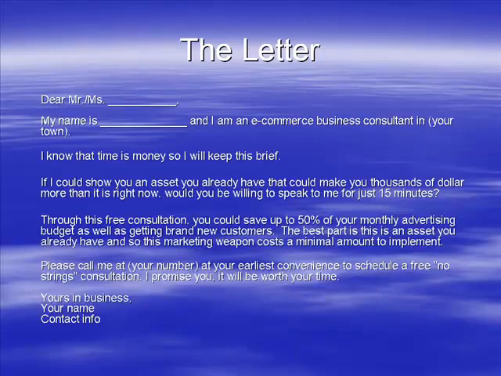Now this is a sample letter. This isn't necessarily exact, but mess around with it and think about changing it if you can. Try it like this. This just gives you an idea of what you need to do. You need to basically tell them who you are, tell them that you're an e-commerce business consultant or whatever you want to call yourself, and that you value their time. So you're going to be very brief, but you're going to show them an asset that can make them lots more money than it costs for 15 minutes of their time.